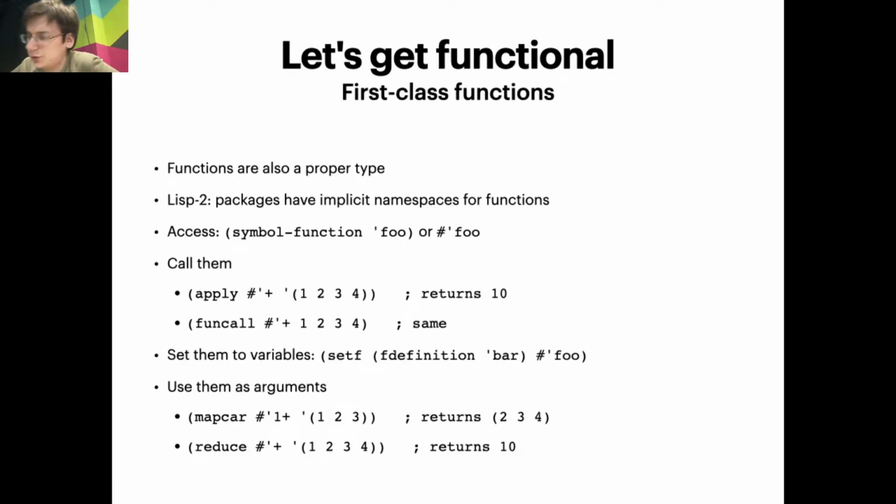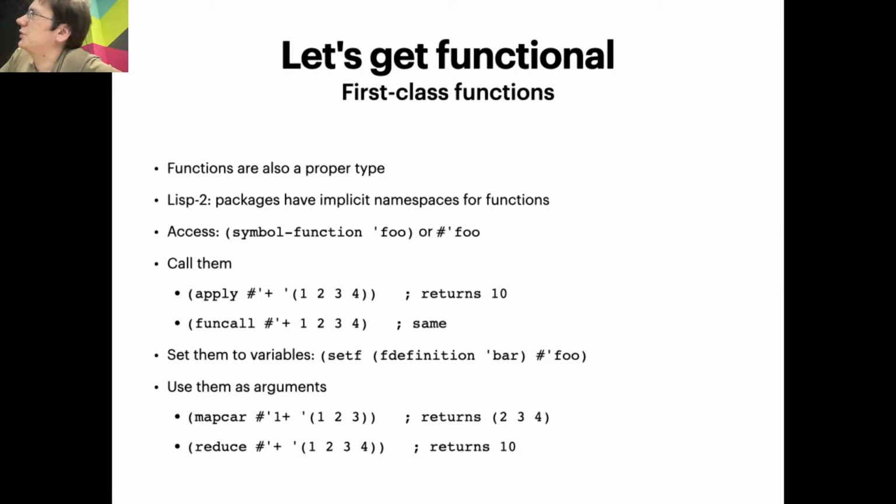So then we can also have functional programming style in Common Lisp. Functions are a proper type as well. We can pass them around, and we can return them, so functions can return functions. And as I said, in Common Lisp we have a separate implicit namespace for functions. This has certain implications for our language, and Lisp dialects that have a separate namespace for functions are called Lisp 2, as opposed to Lisp 1 like Scheme.